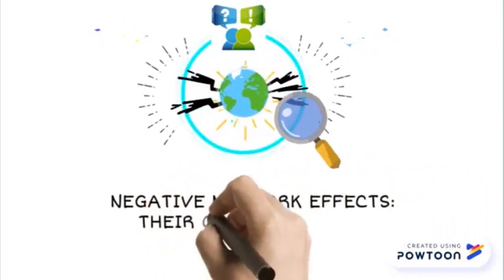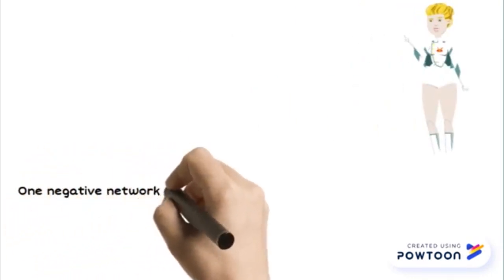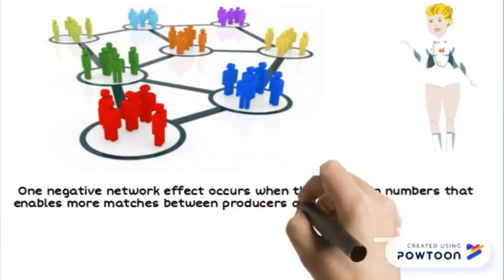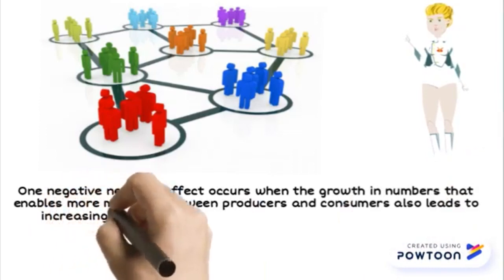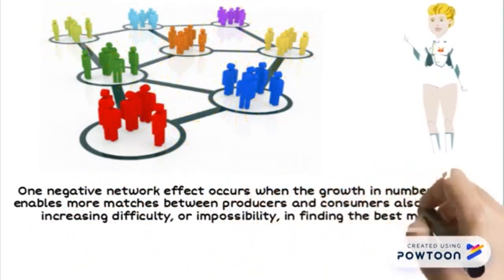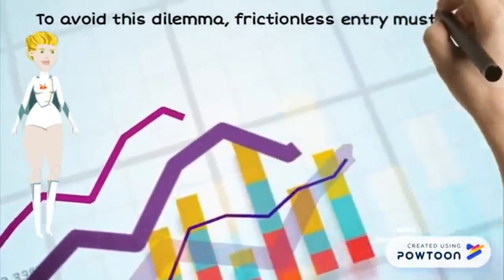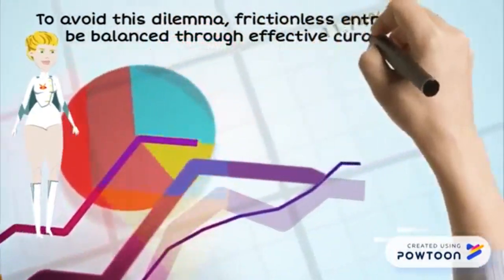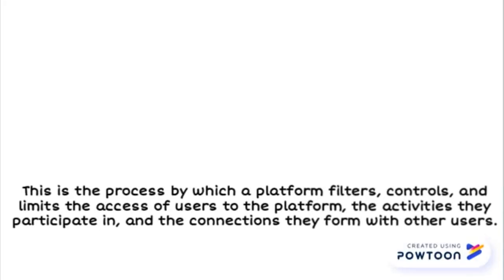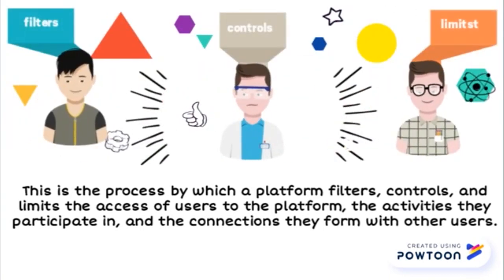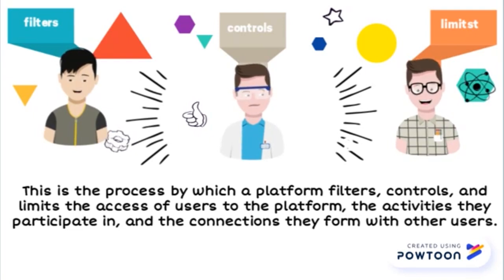Negative network effects, their cause and cure. One negative network effect occurs when the growth in numbers that enables more matches between producers and consumers also leads to increasing difficulty, or impossibility, in finding the best match. To avoid this dilemma, frictionless entry must be balanced through effective curation. This is the process by which a platform filters, controls, and limits the access of users to the platform, the activities they participate in, and the connections they form with other users.